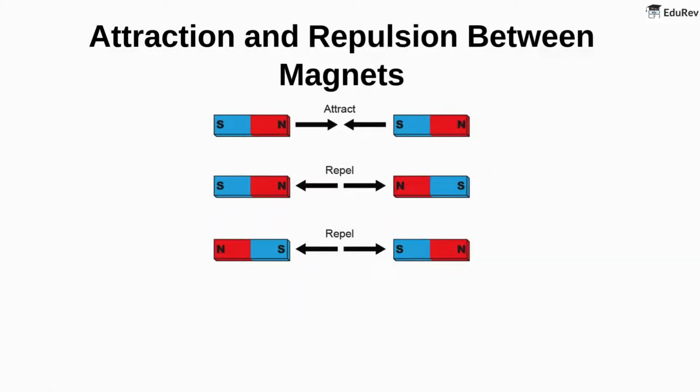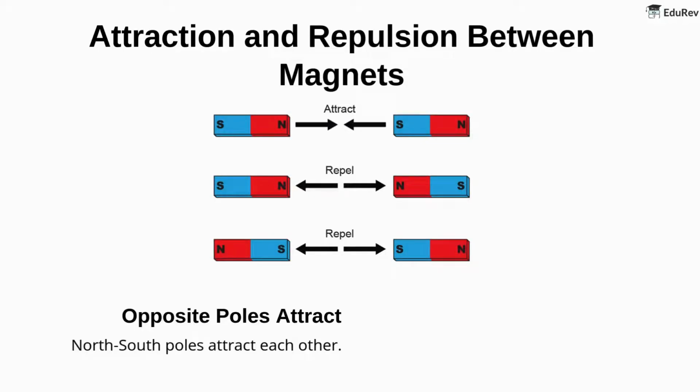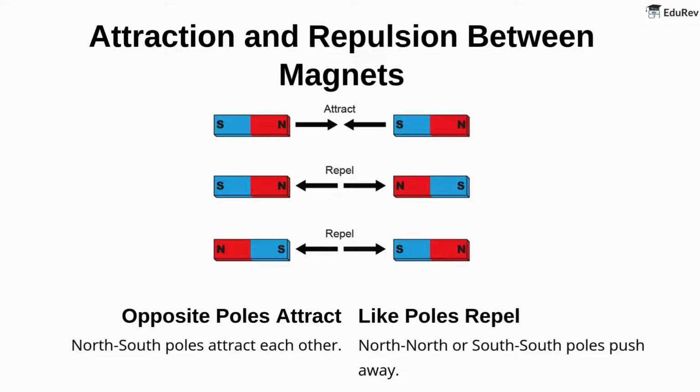Attraction and repulsion between magnets. Magnets can also attract and repel each other. Opposite poles, north and south, attract each other. But like poles, north, north or south, south, repel or push each other away. This unique push and pull behavior is what makes magnets so interesting.